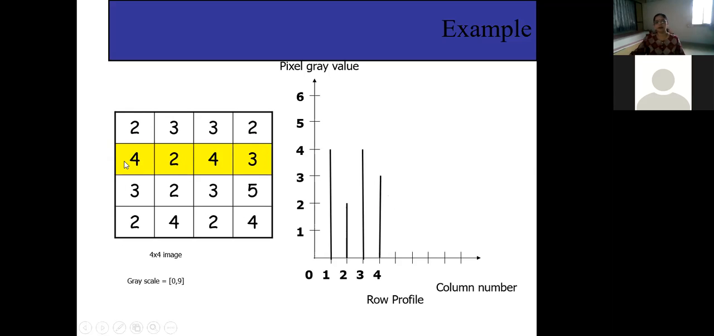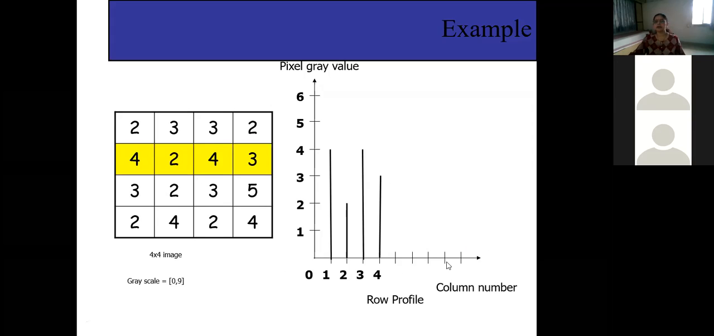If your image size is 1024 by 1024, what is the last number on this x-axis? Please type your answer. Yes, Sharon. The last number is 1024, the 1024th column. So this is about row profile.